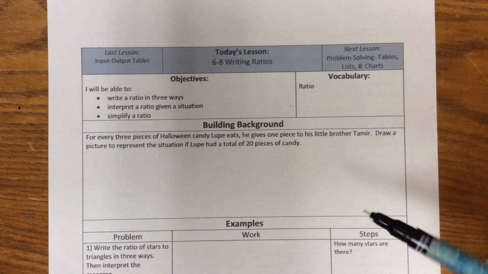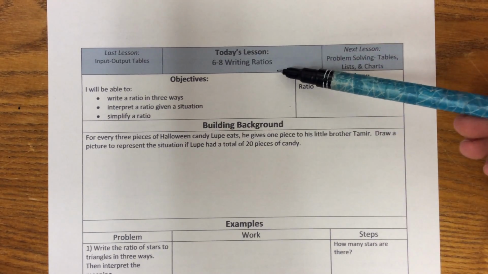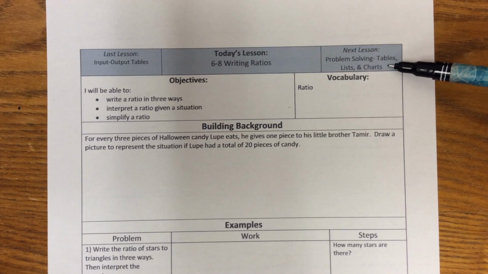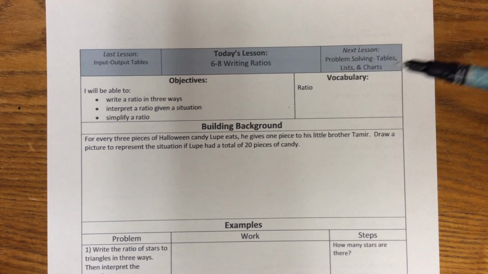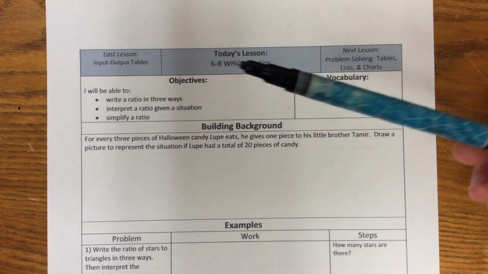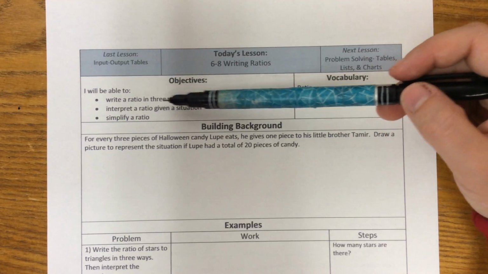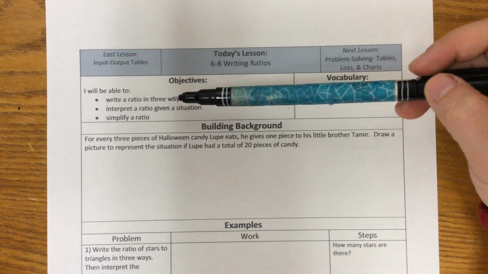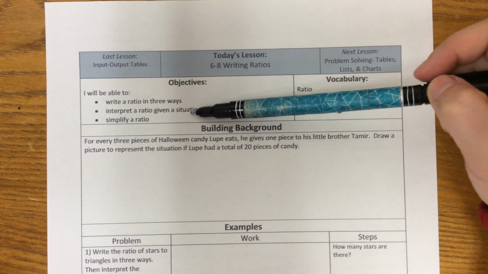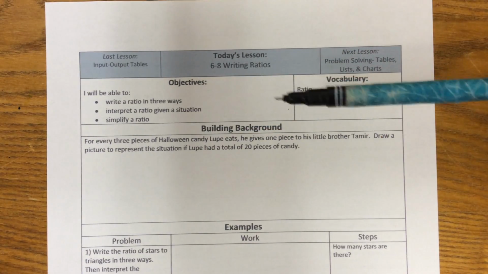All right, welcome to 6-8 writing ratios. You have one more lesson in this chapter, problem solving using tables, lists, and charts. So our objectives, we're going to be able to write a ratio in 3 ways, interpret a ratio given a situation, and simplify a ratio.